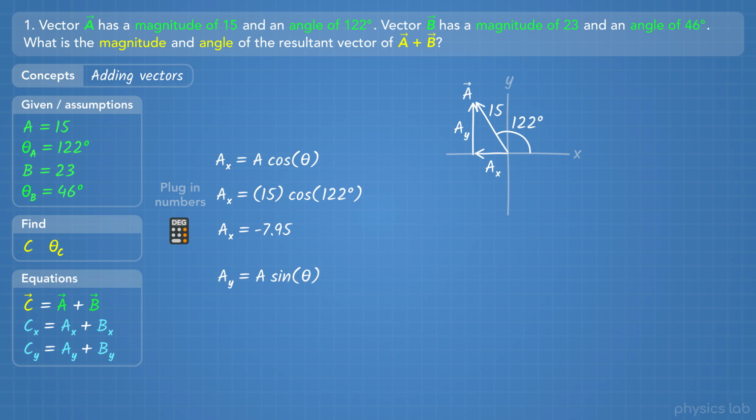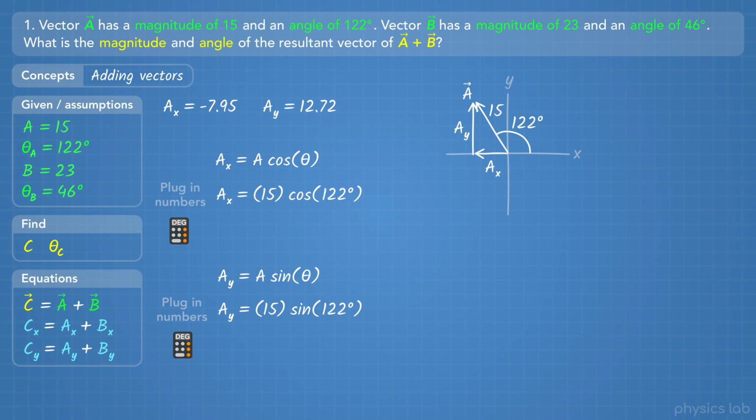Next, ay equals a times the sine of theta. We plug in the same values for a and theta, and we get 12.72. Let's save these components at the top.